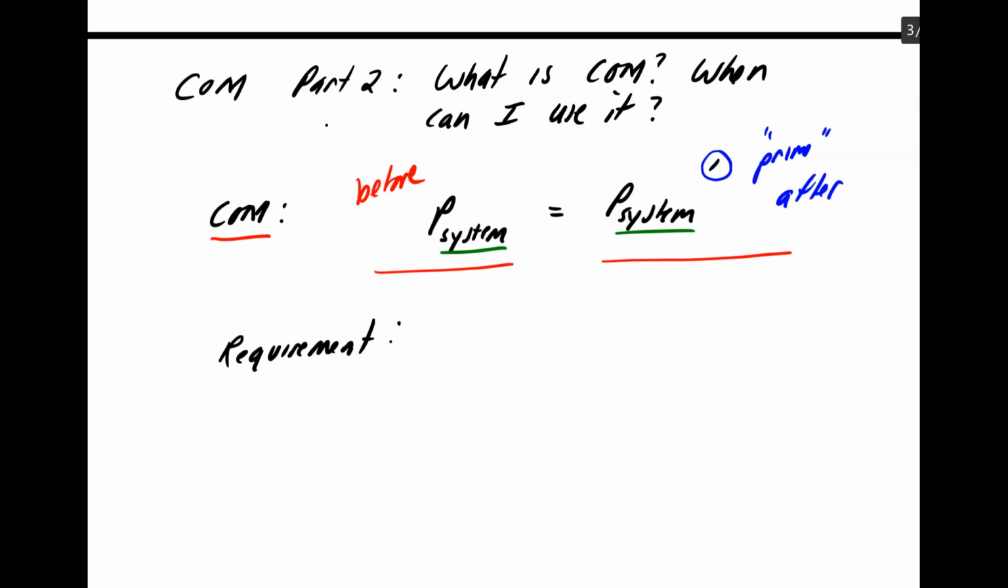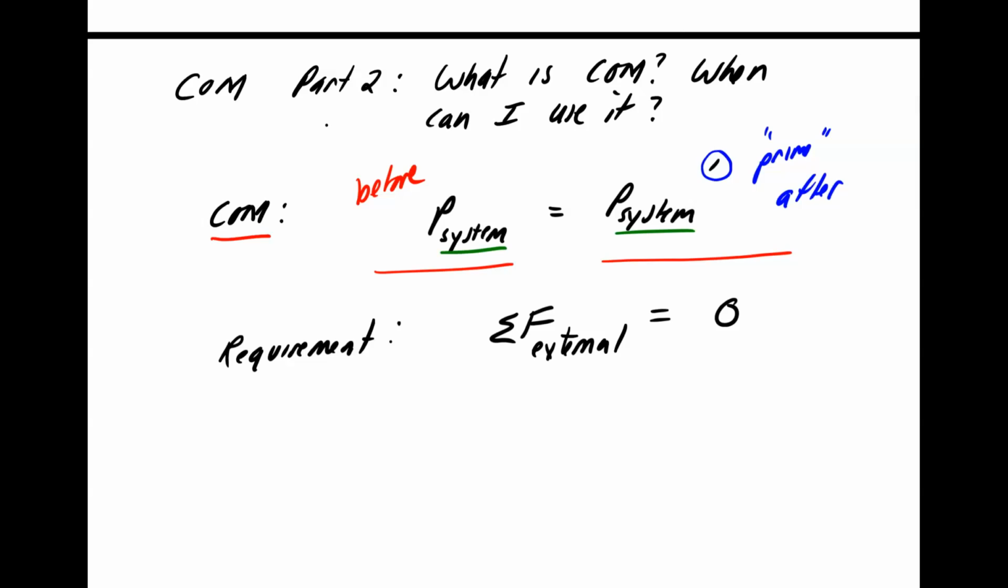Here it is. Basically, it says the momentum of your system will not change if we can make the following statement: that the sum of all the external forces must be 0.